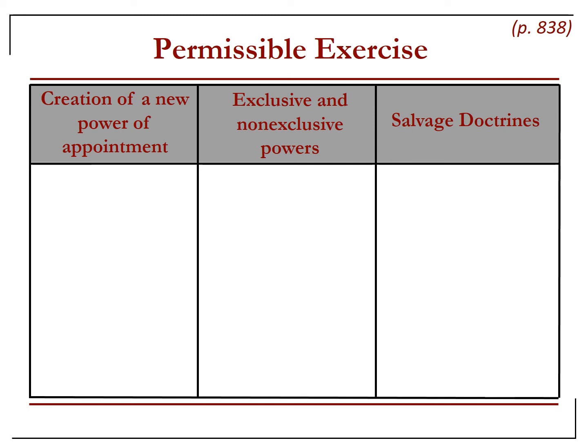And so we've talked a little bit about the manifestation of power and formal requirements imposed by donors. Let's talk a little bit now about permissible exercise of power. Even if a donee manifests an intent to exercise the power and the manner of expression satisfies the formal requirements to be a valid appointment, the appointment must still be a permissible exercise of power.